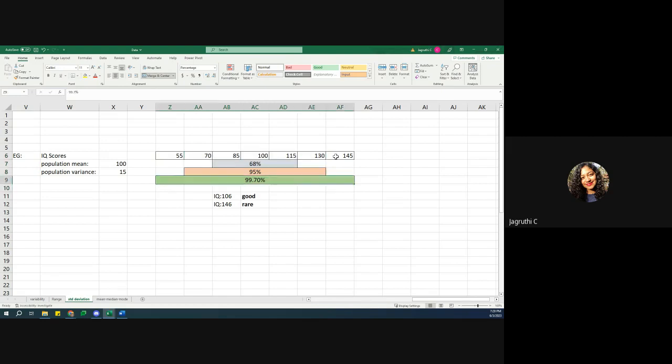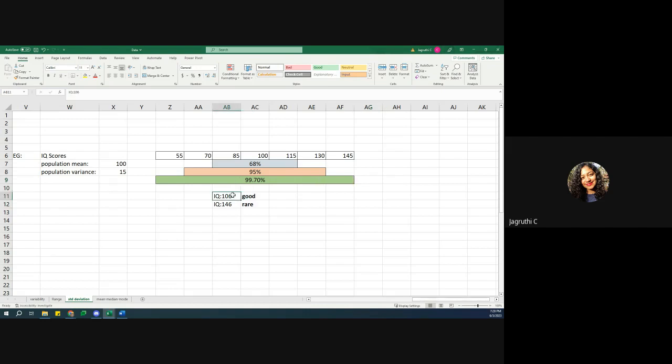And coming to my 99%, usually 99% of my data points fall between 55 and 145. The way you will read it is, if your IQ is, let's say, 146, which falls outside this curve, it means it is very rare. Not many people have it.